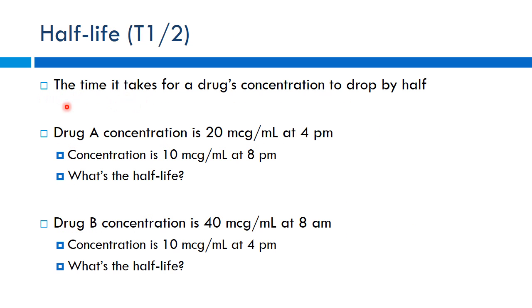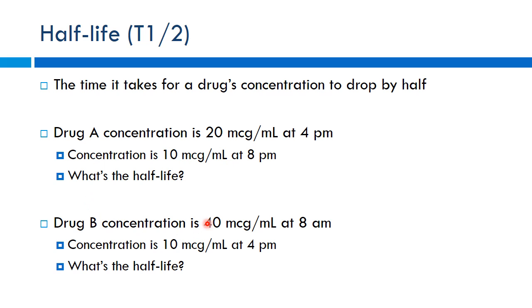So again, the half-life is going to be the time it takes for the drug's concentration to drop by half. And so for instance, if I have drug A with a concentration of 20 mics per ml at 4 p.m., and then I check the level at 8 p.m. and it's 10 mics per ml, what's the half-life? Yeah, it'd be 4 hours, right? So you can kind of figure out what the half-life is if you draw levels and they're this exact. Usually they're not, but again, this is simplifying a little bit for our purposes.